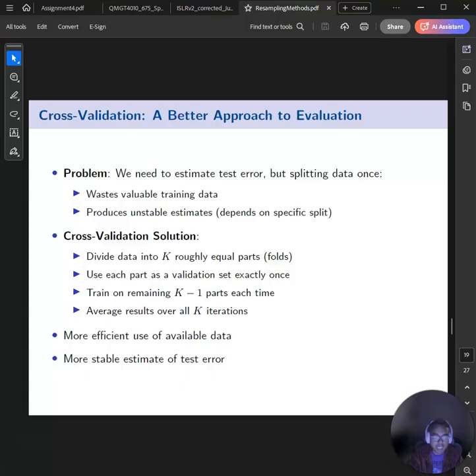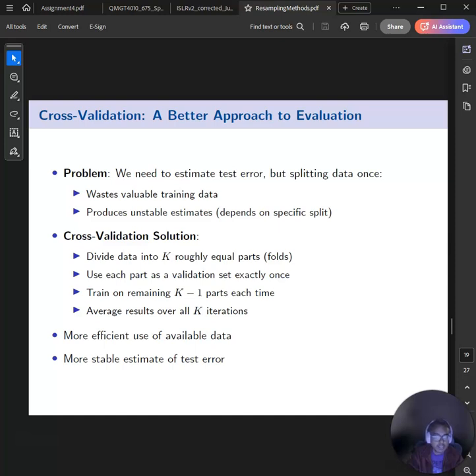The basic idea is that we divide our data into k roughly equal parts called folds. We use each part as a validation set exactly once. Each time we train on the remaining k minus 1 parts, and finally we average the results over all k iterations.